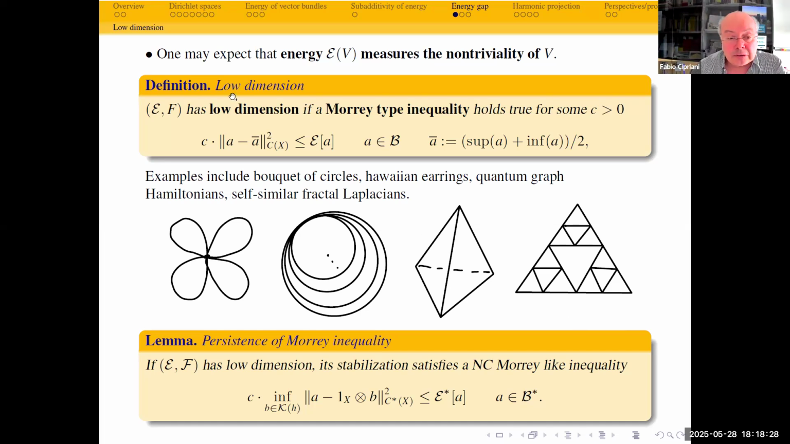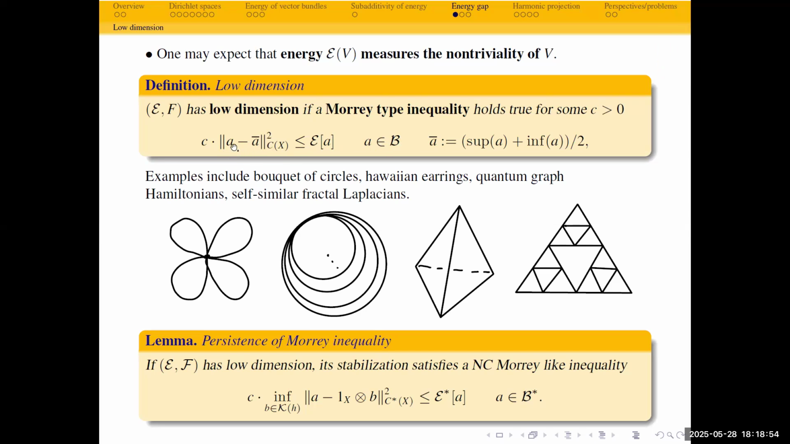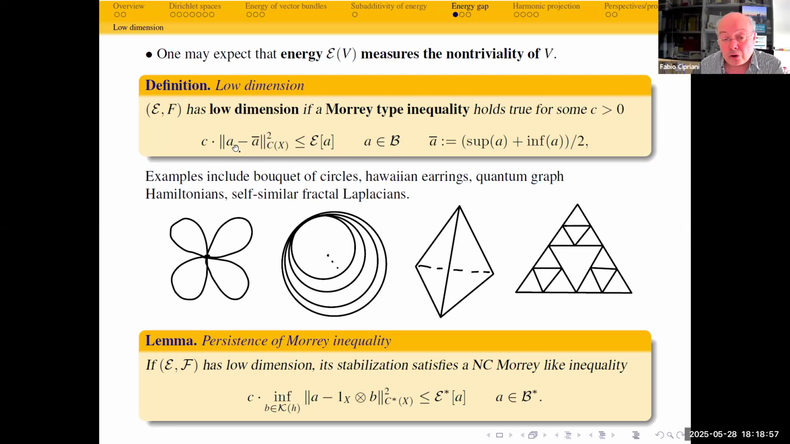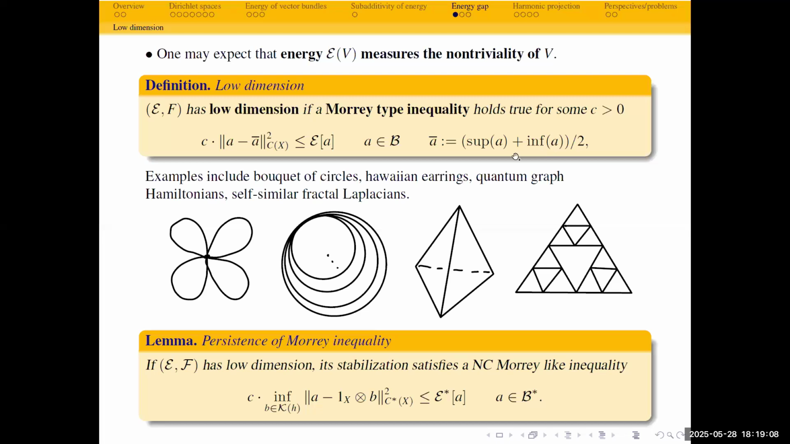What does low dimension mean in these settings? We say that a Dirichlet form, so a Dirichlet space, if you want, has low dimension if this inequality holds true. It means that the energy of an element, a function, B, dominates a multiple of the square of the distance between the oscillation. This is essentially the oscillation of the function A, because A bar is, you see, the arithmetic mean of the supremum and the minimum of the function.